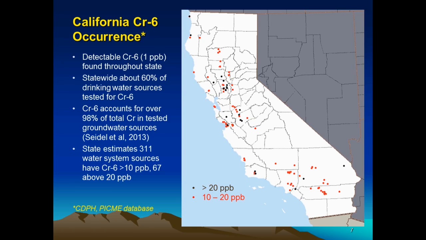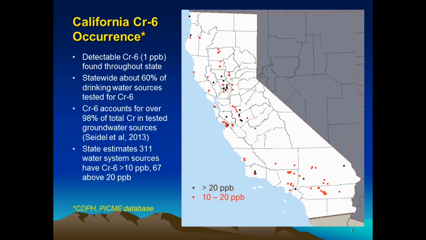We know that chromium-6 accounts for almost all of the total chromium in water. That's important because we've been testing for total chromium since the 70s. There's a lot of data on total chromium for a lot of wells. So it works as a good replacement. If you don't have chromium-6 data, you can look at the total chromium and see if you might have a problem with this rule.